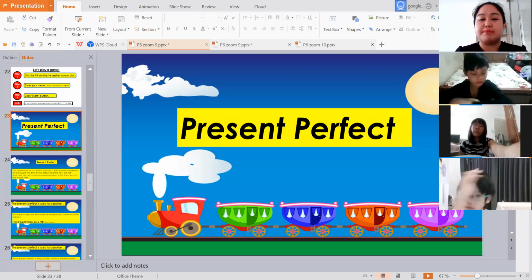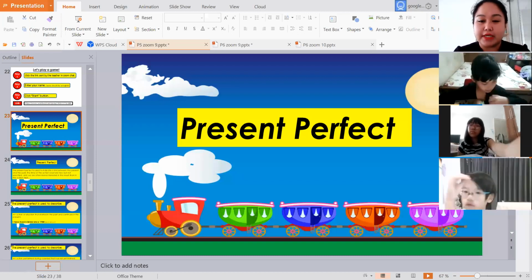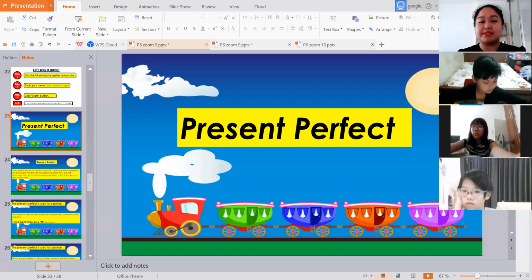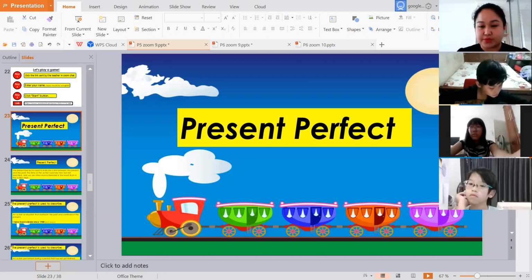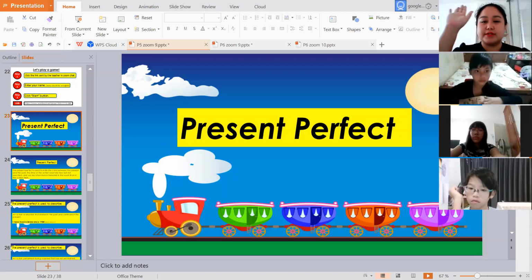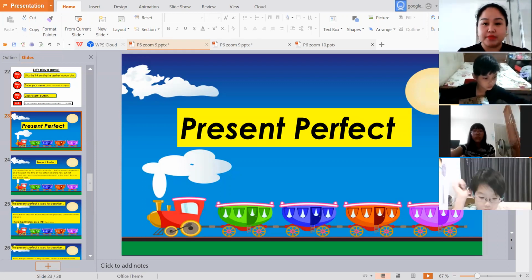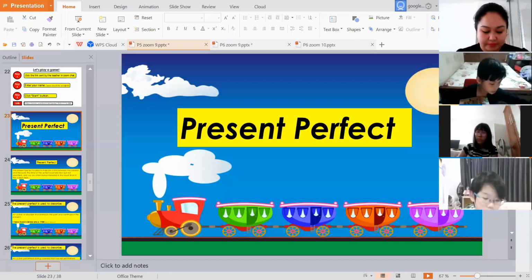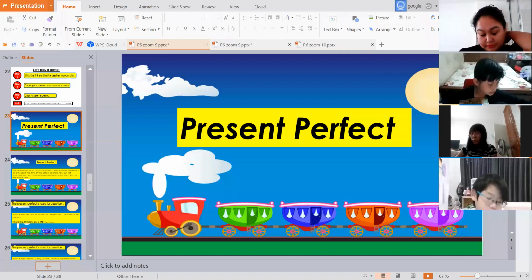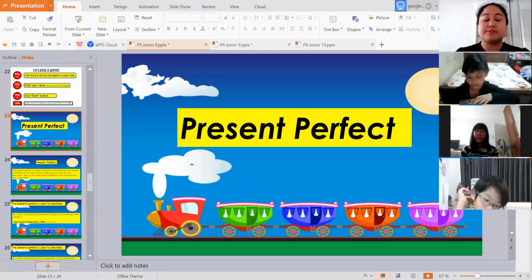When do we use past simple, anyone? Can you remember when we use past simple? What is the use of past simple? Anyone who wants to answer? Let's just have a quick review about our last topic. What is past simple, or when do we use past simple? Use past simple to talk about actions that start and finish in the past. Very good. So that is past simple.